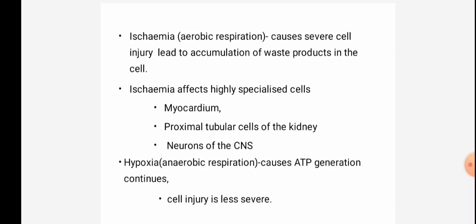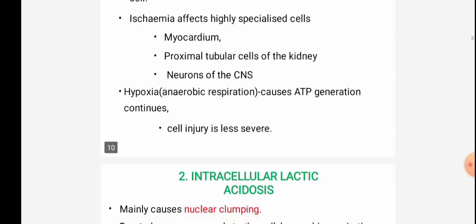Cell injury is less severe. In ischemia, cell injury is more severe. In hypoxia, it is less severe. Ischemia is aerobic respiration. Hypoxia is anaerobic respiration.